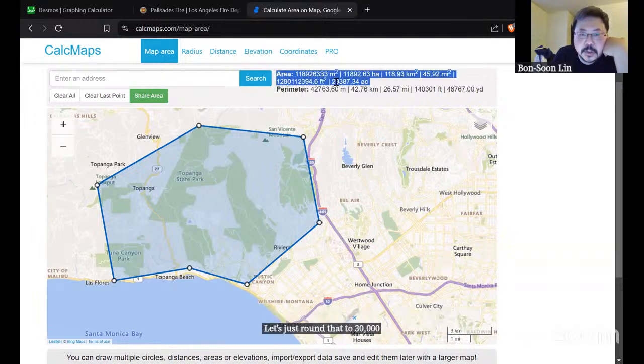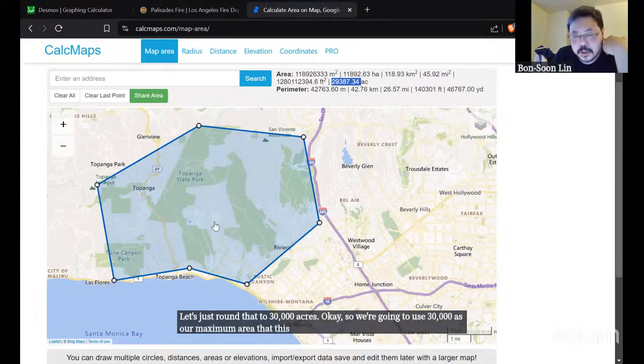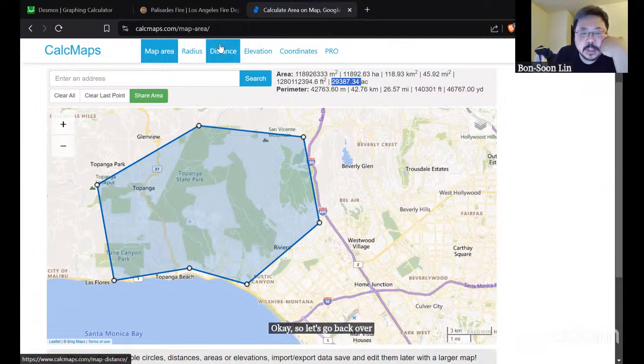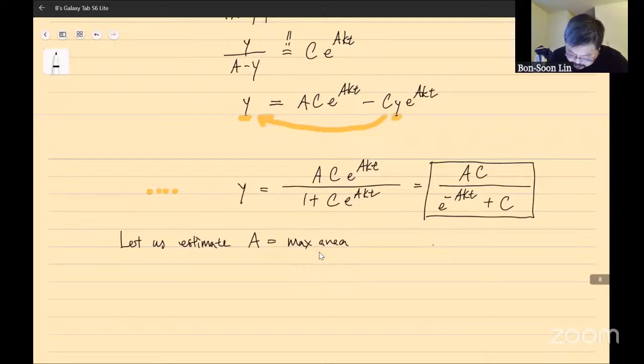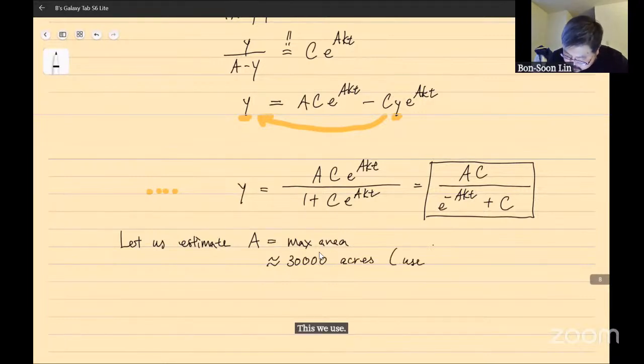Okay, so we're going to use 30,000 as our maximum area, that this is the Palisades fire that could potentially all get destroyed by fire. Okay, so let's go back over here. We estimate 30,000. So roughly 30,000 acres. We use a real data estimate.